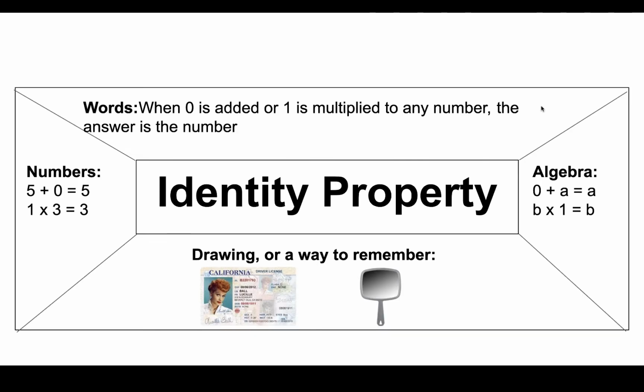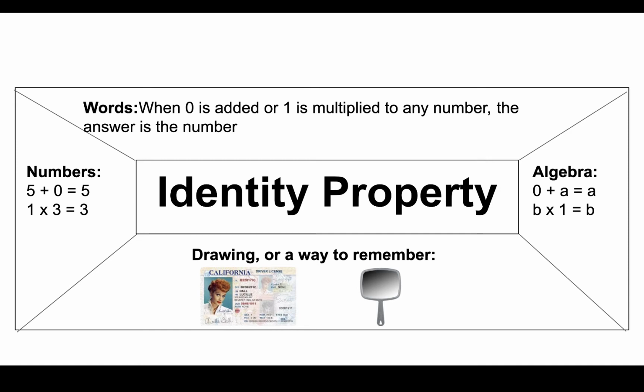So with that said, find the identity property vocabulary box. You're going to be filling in 4 parts to these vocabulary boxes: words, numbers, algebra, and a drawing or a way to remember it. This one is done for you. So the identity property is when 0 is added or 1 is multiplied to any number, the answer is the number. So go ahead and look at the example using numbers. 5 plus 0, that gives you 5. 1 times 3, that gives you 3.